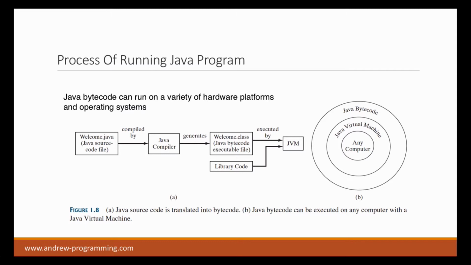Rather than a physical machine, the virtual machine is a platform that interprets Java bytecode. This is one of Java's primary advantages. Java bytecode can run on a variety of hardware platforms and operating systems. Java source code is compiled into Java bytecode, and the Java bytecode is interpreted by the JVM. Your Java code may use code in the Java library. The JVM executes your code along with the code in the library.